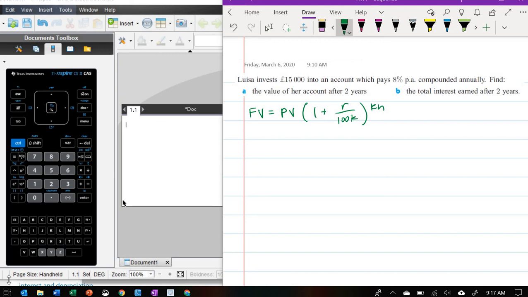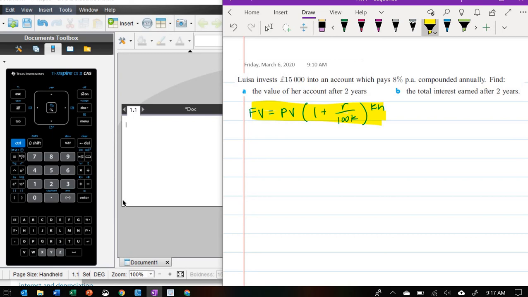Hi everyone, this is a video about how to use your CAS to do compound interest. So we know that this is our compound interest formula. FV stands for future value, PV stands for present value, R is the interest rate, K is the number of compound periods. For example, if it's compounded annually, it's 1. If it's compounded quarterly, it's 4. And N is the number of years that you are compounding.